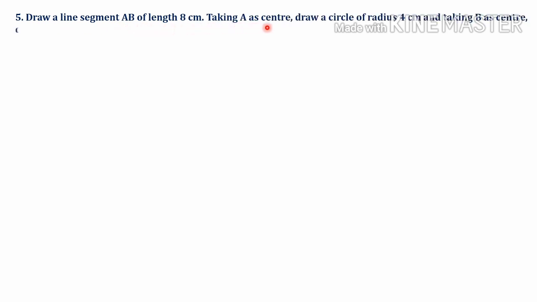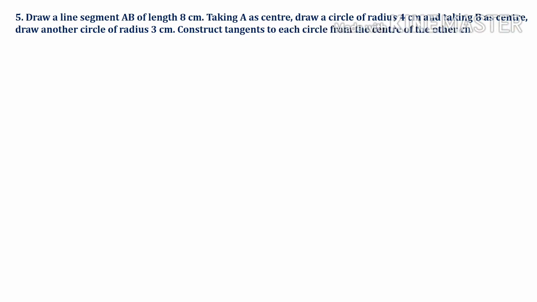Next, we shall discuss question number 5. Draw a line segment AB of length 8 cm. Taking A as center, draw a circle of radius 4 cm. And taking B as center, draw another circle of radius 3 cm. Construct tangents to each circle from the center of the other circle.